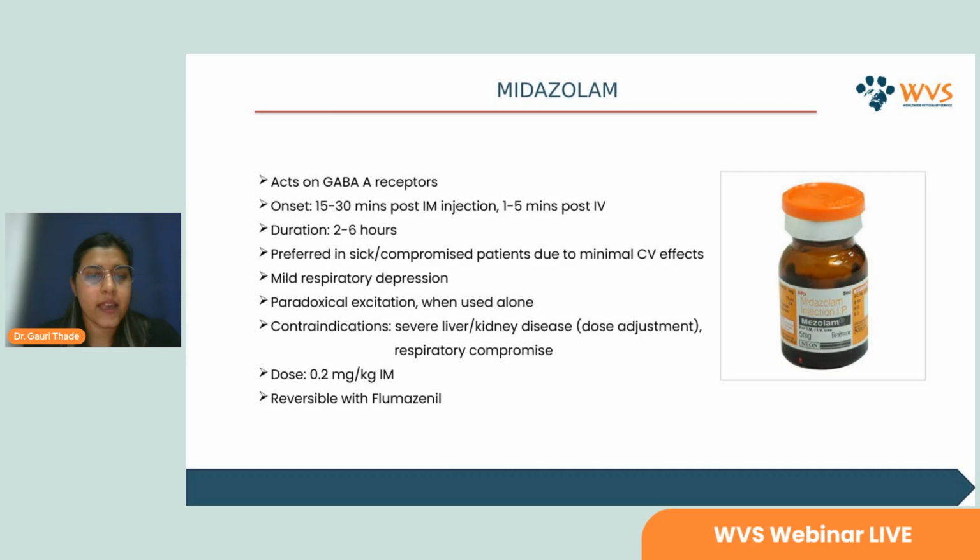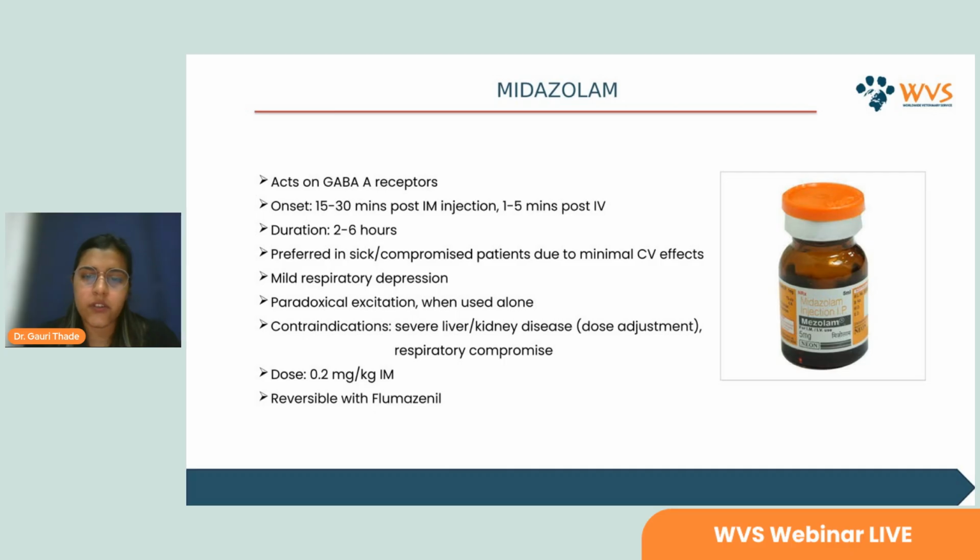In healthy animals, sedation with midazolam alone is not advised because it causes paradoxical excitation, and even when combined with an opioid, it can still cause the animals to become a little excited, or it may not give a proper level of sedation, which is why it is mostly reserved in sick or compromised animals, wherein they already have some mental depression. So this works to be better, and also because there is almost no cardiovascular depression and very mild respiratory depression with midazolam.